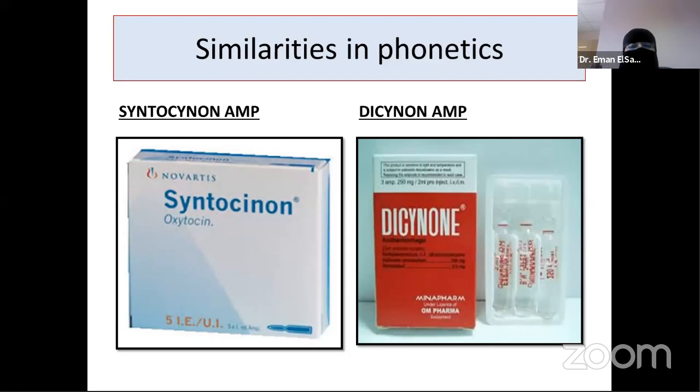The nurse heard the medication as Synthesunol, but the doctor's order was for Dicynone ampoule. The nurse gave this patient the wrong medication, and this caused him very severe colic pain. This was a very big mistake for him, with this LASA medication.